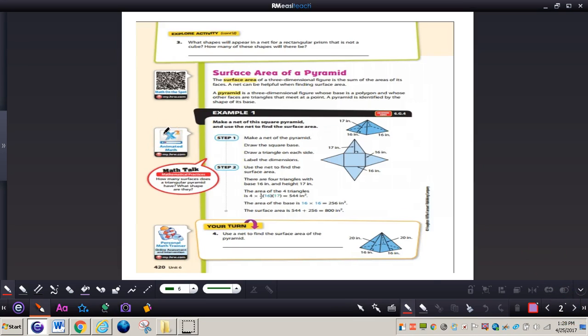Let's take a look at number 3. It says, what shapes will appear in a net for a rectangular prism that is not a cube? How many of these shapes will there be? So we think about rectangular prisms. What shapes will appear? We know that since it's a rectangular prism, rectangles. Let's write this down. Now with a rectangular prism, just like a cube, it has 6 faces.